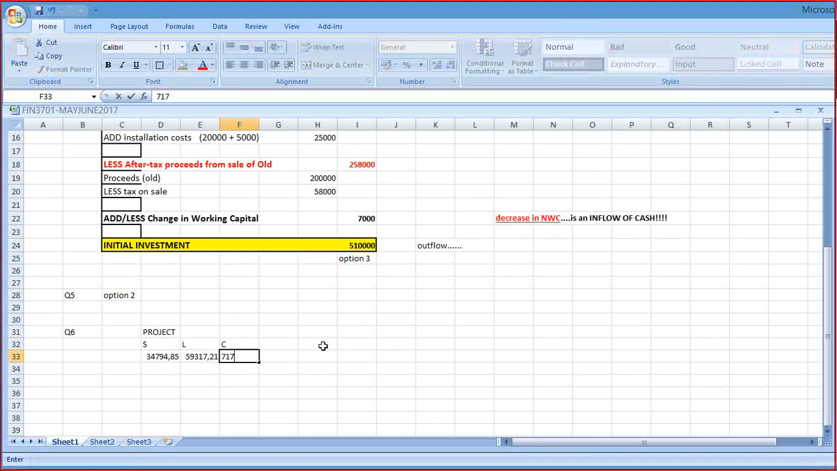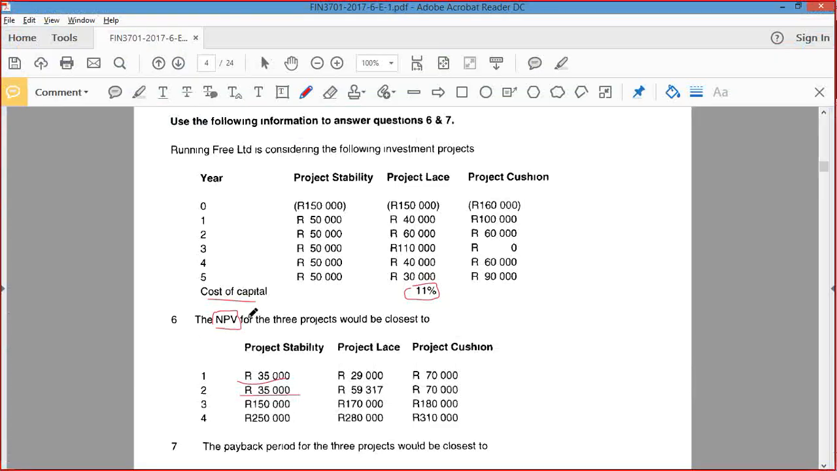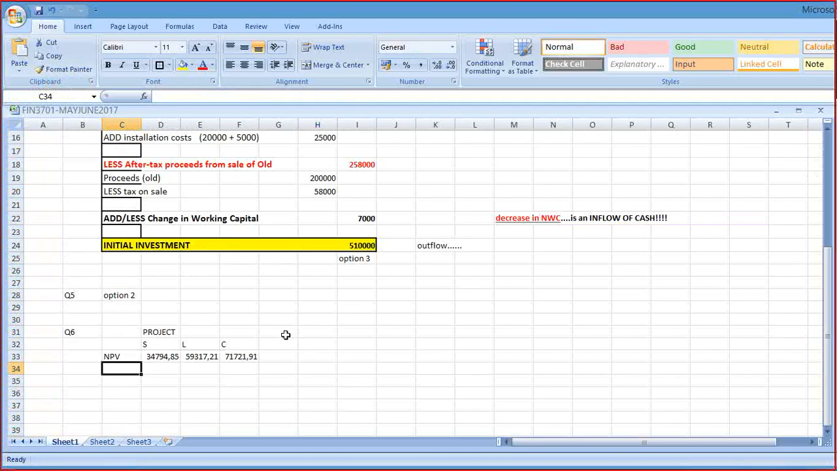Okay, and then the last one, you can double check it, but you should get this answer: 71721.91406. Right, so those are the NPVs for the projects. So then obviously we would be choosing option 2.